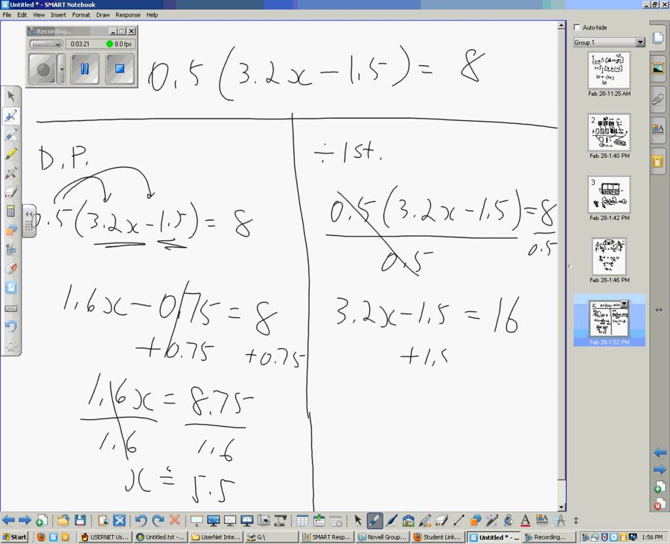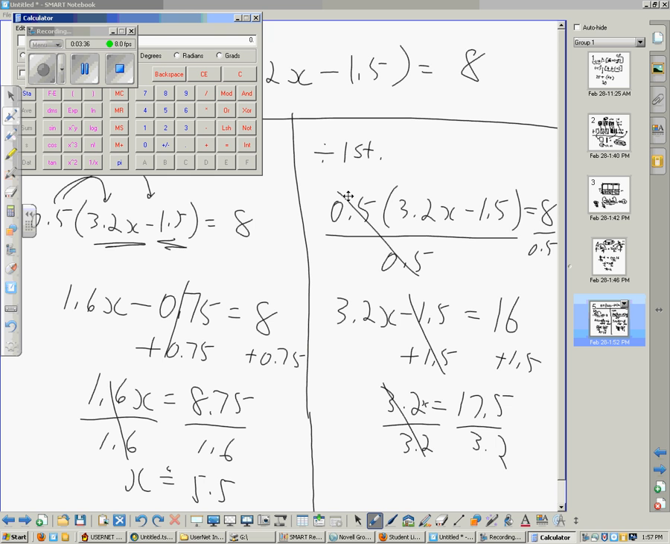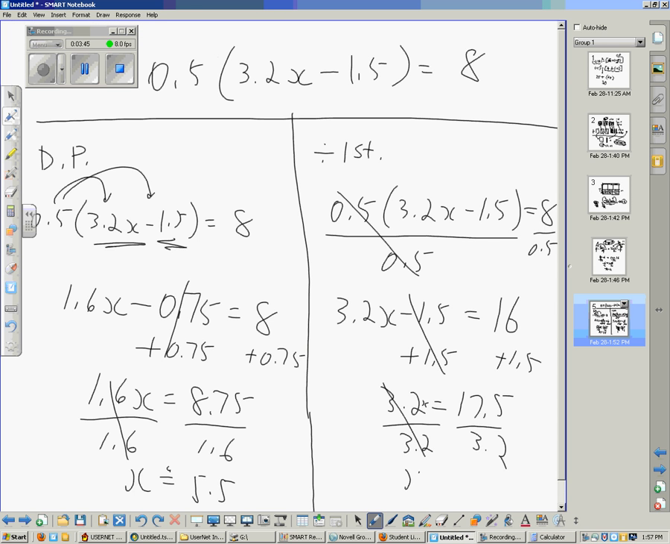I would then add 1.5 to both sides. Zero pair, 3.2x equals 17.5. Divide by 3.2. And again, if I take my calculator, hopefully this works, I go 17.5 divided by 3.2 equals the same number I got before, approximately equal to 5.5. Okay, hopefully that review helped everybody, and you're ready for your exam on Monday.